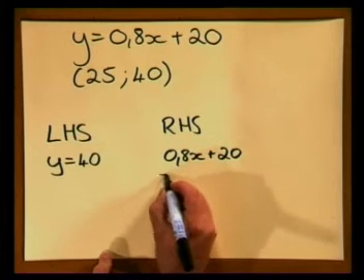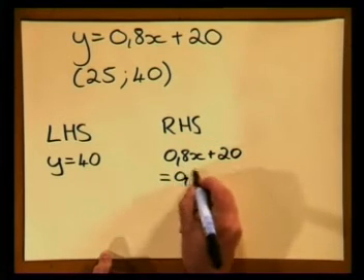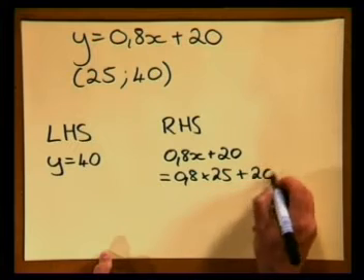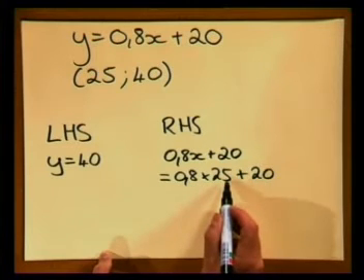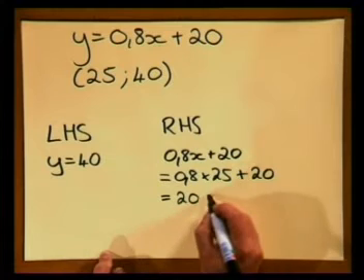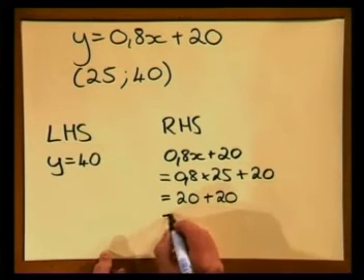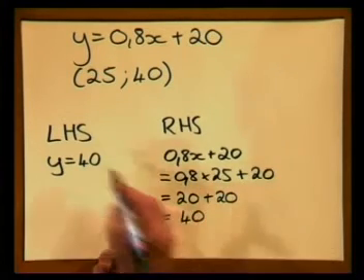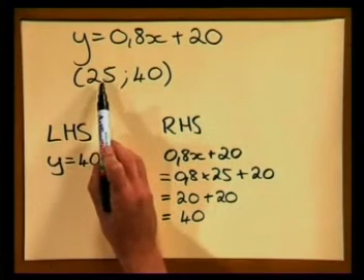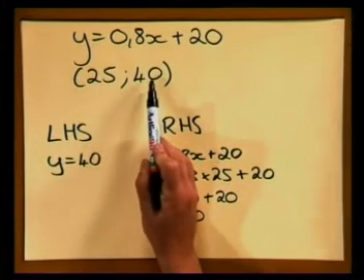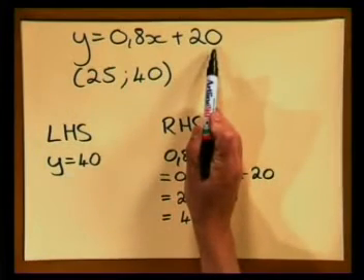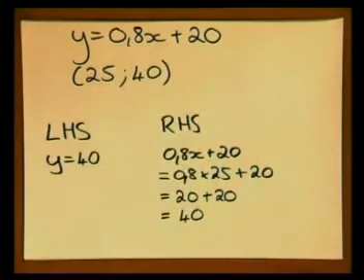The right-hand side is therefore equal to 0,8 times 25 plus 20. Now 0,8 times 25 is equal to 20. So the right-hand side is equal to 20 plus 20, which is 40. It's the same as the left-hand side. That means that this point, x equal to 25, y equal to 40, does satisfy our formula. In other words, it makes our formula work.